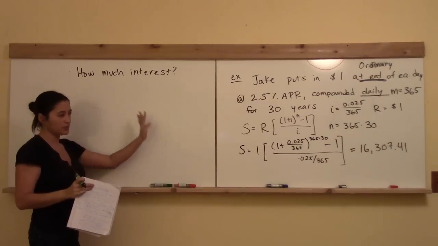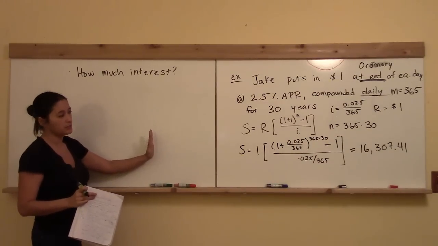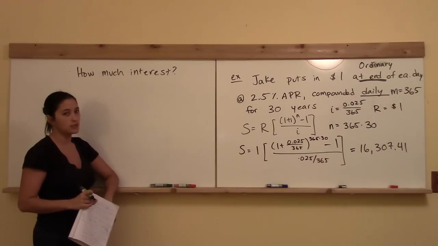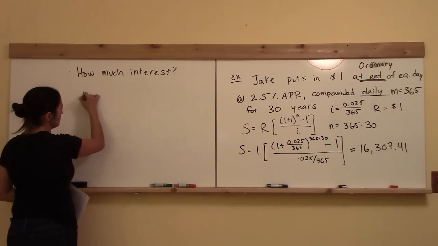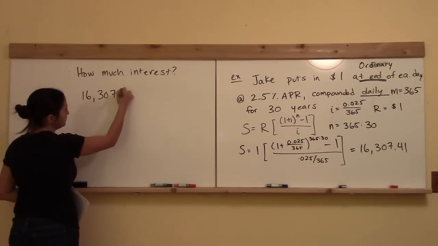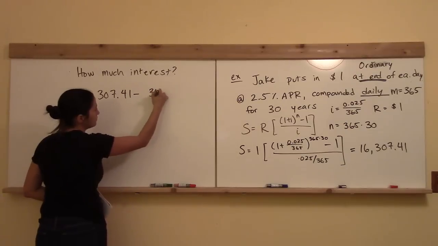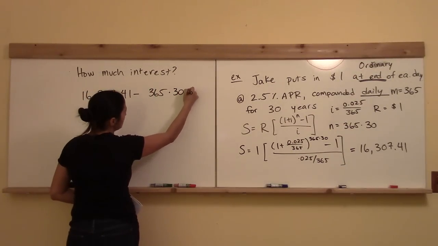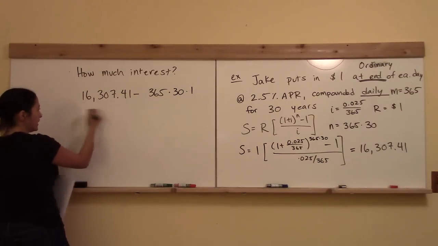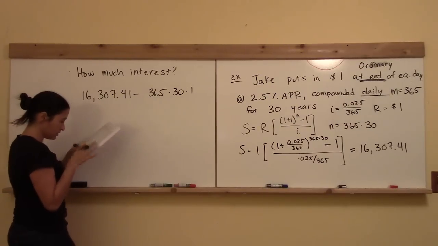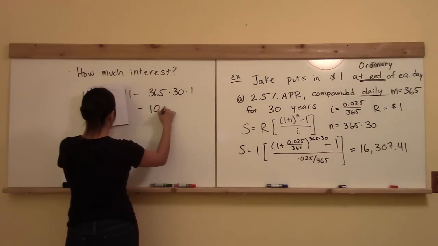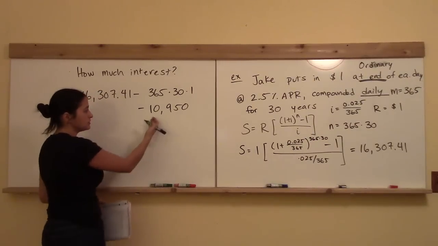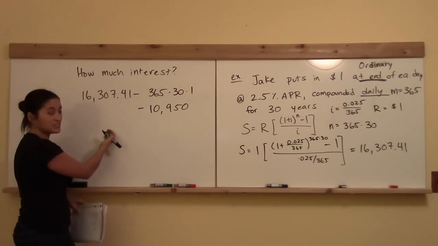Pause the video and then try to calculate how many dollars did he put in. And he came out with $16,307.41. How much interest did he make? Okay, and the answer to that is going to be the future value, the amount he came out with. And you're going to subtract off the amount of money that you put in, which is 365 days times 30 years. And then it was just $1 a day. And so this number here, let's see, 365 times 30, this was $10,950. So he actually put in less than $11,000. He put in $10,950, but he came out with more than $16,000.